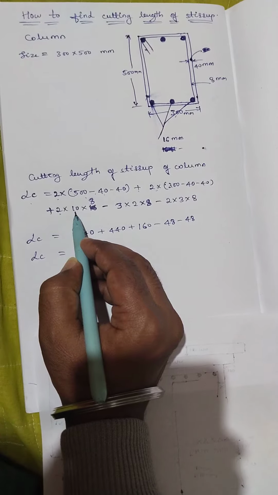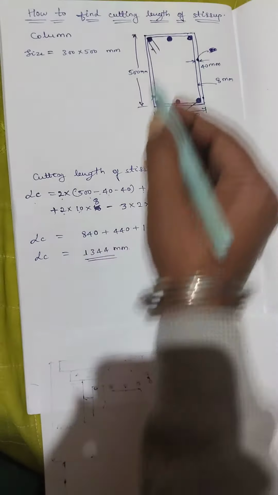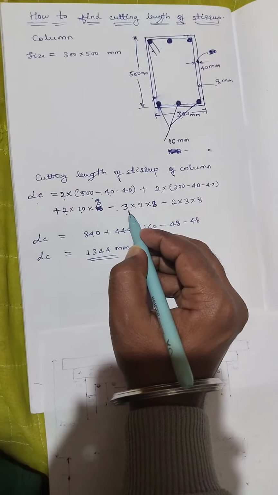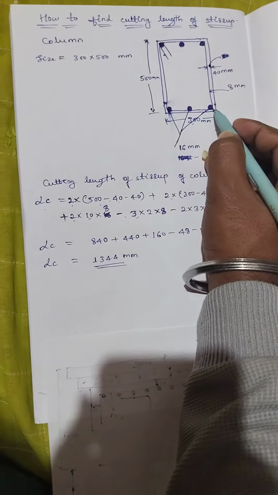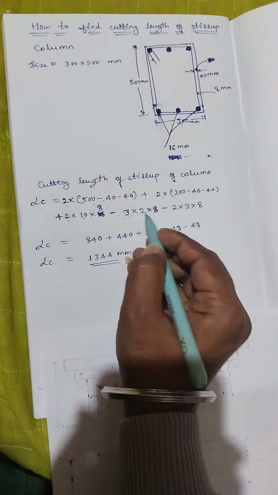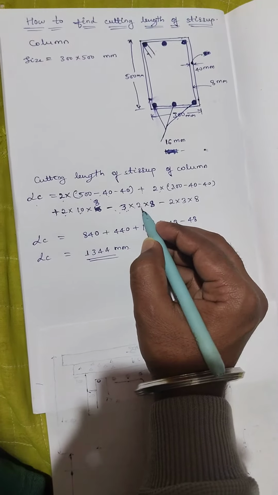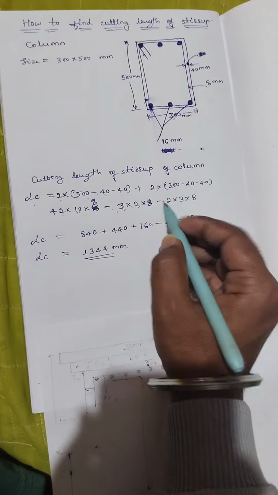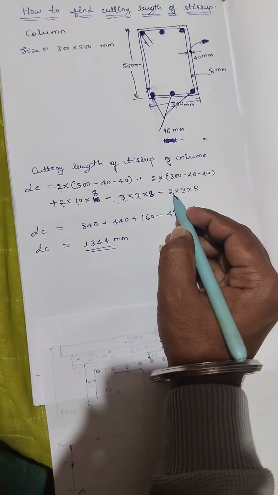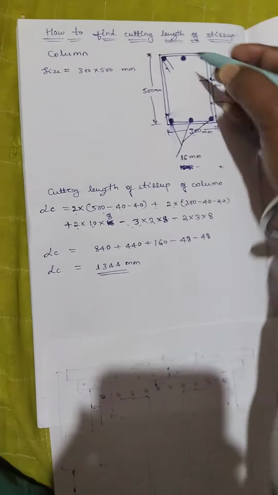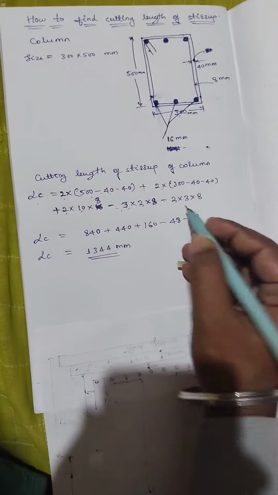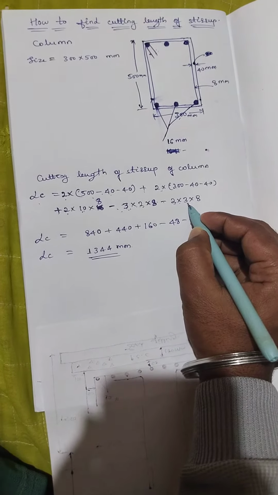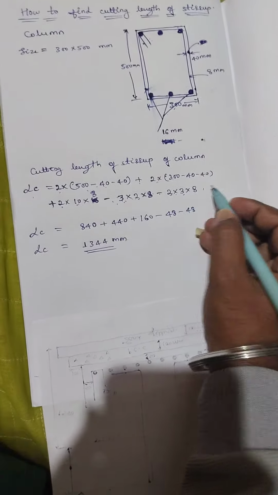Plus 2 into this is the hook length, 10d, 10 into dia of bar, which is 8. Minus this is the bend reduction, minus 3 into 90 degree bends are there. So for 90 degree we use 2d, so this is 2 into 8, the dia of the ring bar, minus 2 into 2, 135 degree bends are there, so 2 into, for 135 degree bend we consider 3d, 3 into 8.